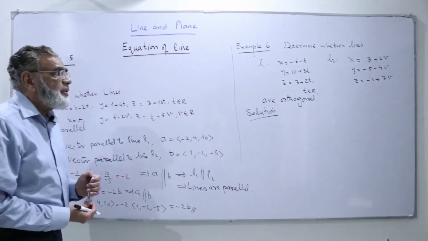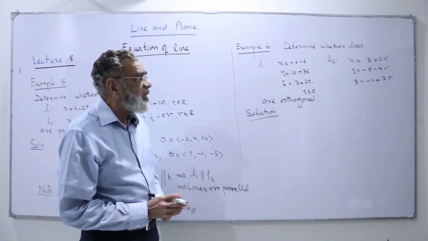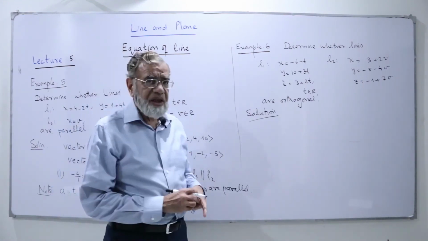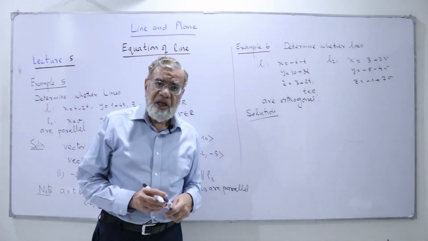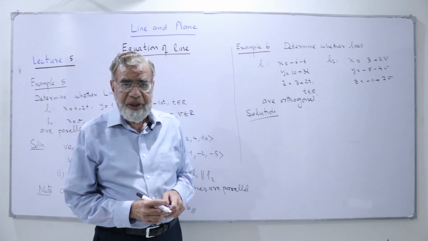In this example, we want to determine whether the lines L1 and L2 are orthogonal. We are given line L1 and line L2. We have seen that two lines are orthogonal when their parallel vectors are orthogonal. So we get the vector parallel to line L1 and the vector parallel to line L2.